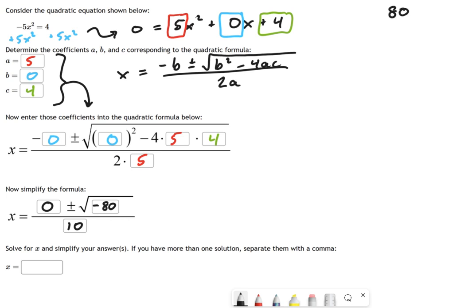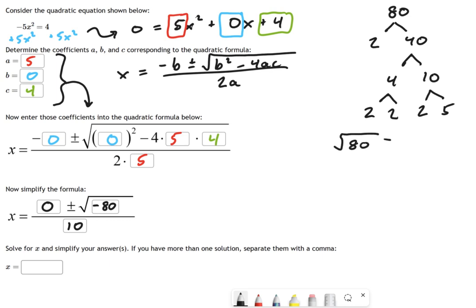First of all, I need a factor tree for 80 because that's not a nice square root. That's going to turn into 2 and 40. 40, I'll just do 4 and 10. 4 is 2 and 2. 10 is 2 and 5. So there I have all my primes. And that means the square root of 80 equals 2 times the square root of 10. No, something doesn't seem right about that. Oh, I forgot a 2 up here.